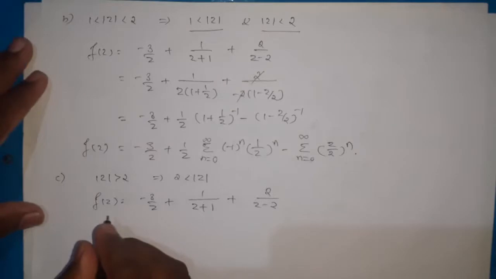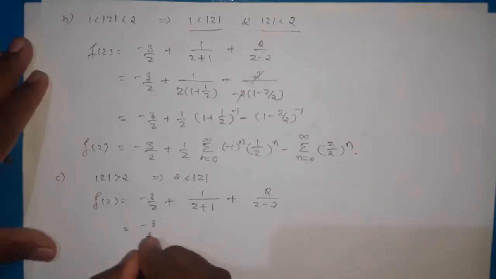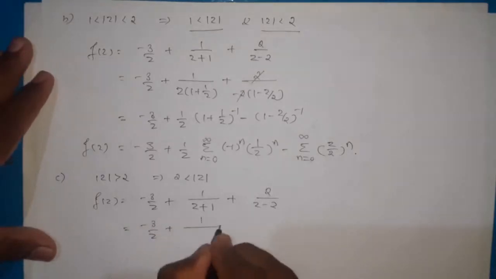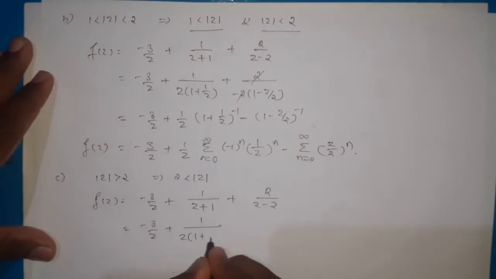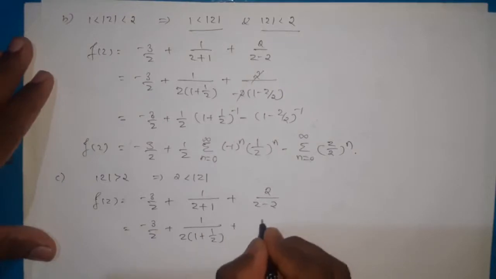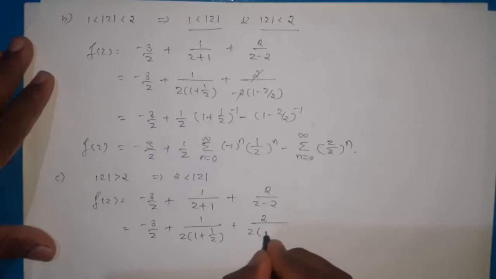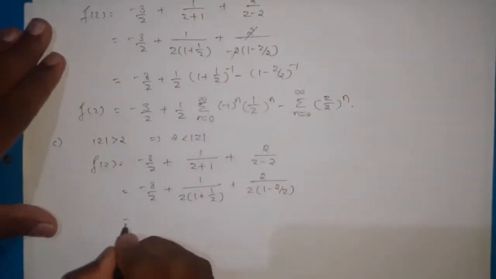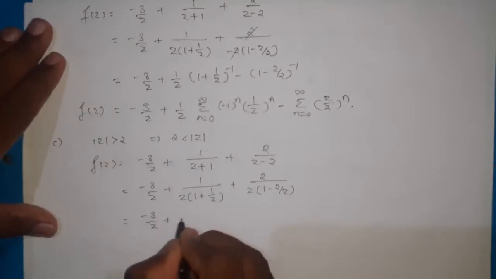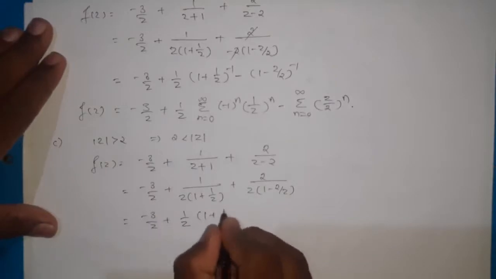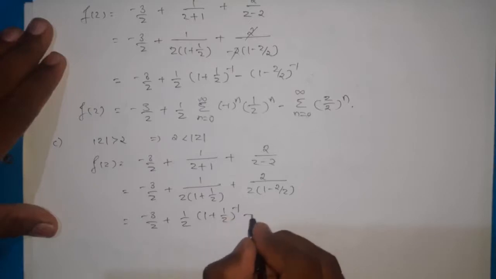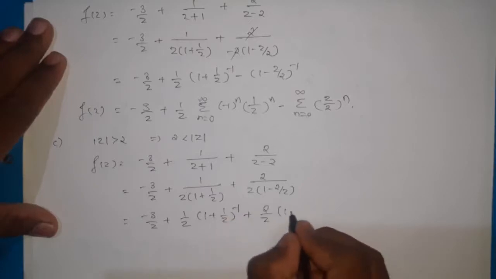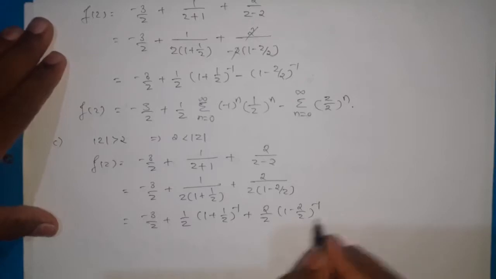Then this is equal to minus 3 by z plus 1 by z into 1 plus 1 by z plus 2 by z into 1 minus 2 by z. Since z is greater, we are taking that z common from each factor. Then it is minus 3 by z plus 1 by z into 1 plus 1 by z whole power minus 1 plus 2 by z into 1 minus 2 by z whole power minus 1.